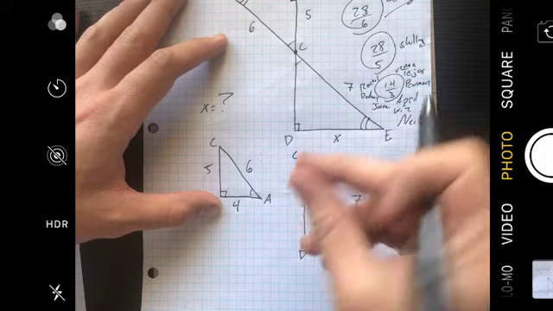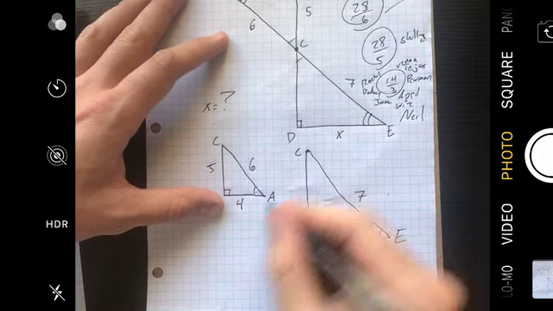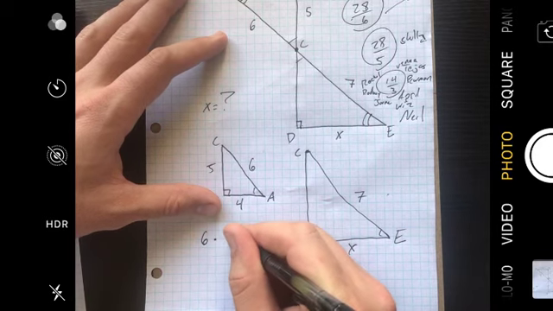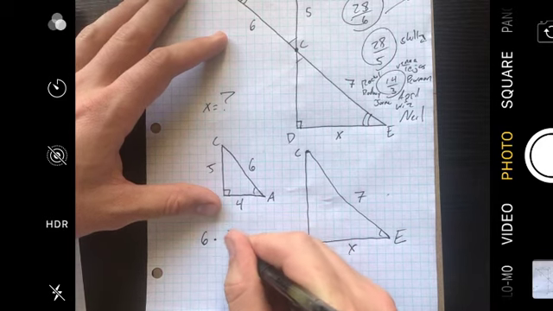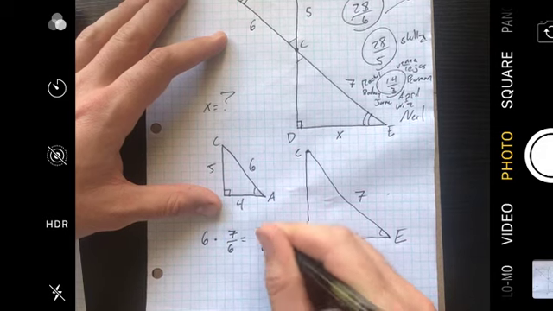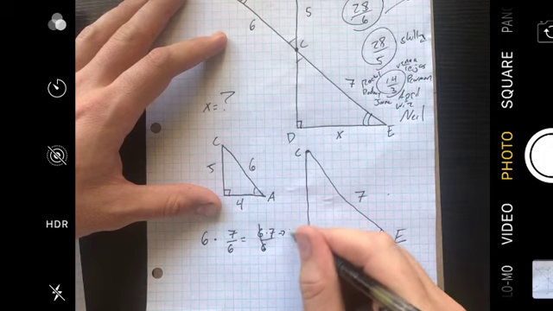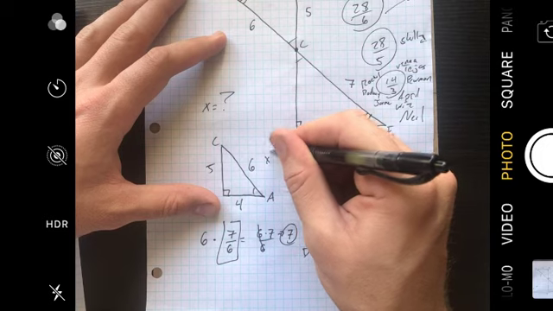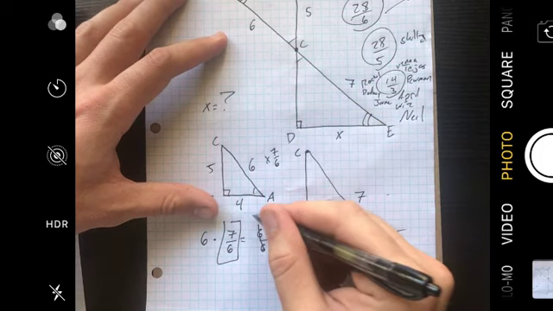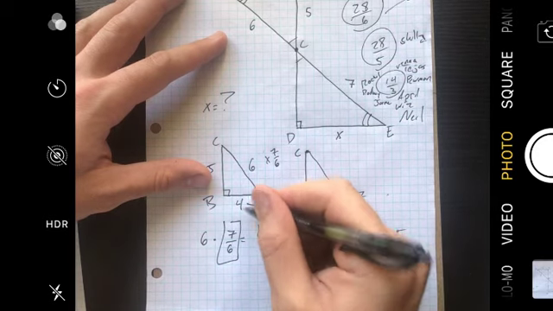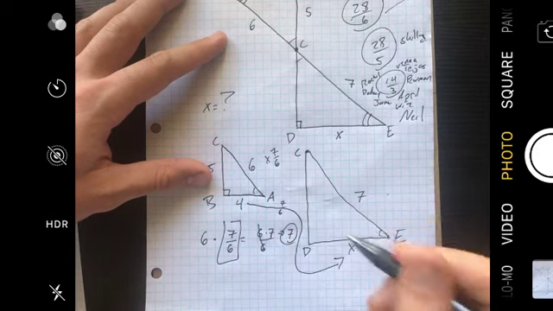So we have to see how much this goes up by. How do we get from 6 to 7? What's the multiplier? So 6 times what equals 7? Well, 6 times 7 over 6 equals 7, since the 6s cancel. So this is our multiplier. We're going to multiply this by 7 over 6, and to get from 4 to this side down here, we're also going to multiply by 7 over 6.